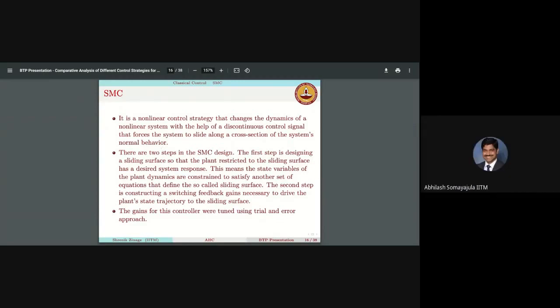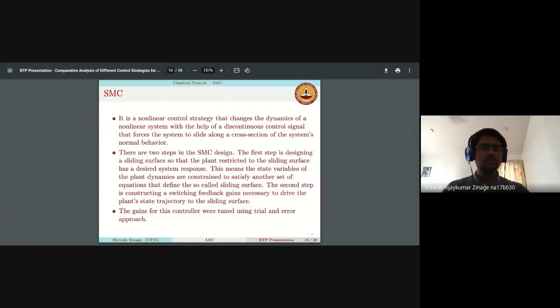Yeah, please proceed. So the next controller that I tried to use was sliding mode control. This is a non-linear control strategy that tries to change the dynamics with the help of a discontinuous signal that forces the system to slide along a cross section. There are 2 steps in SMC design. The first step is to design a sliding surface so that the plant restricted to the sliding surface has a desired system response. The second is constructing a switched feedback gain necessary to drive the plant's trajectory.